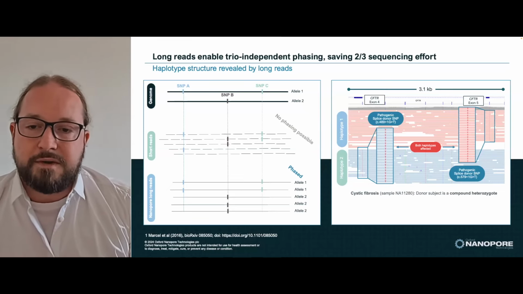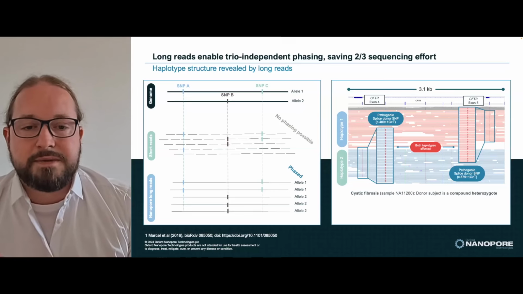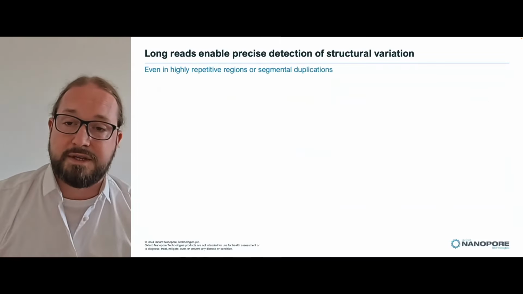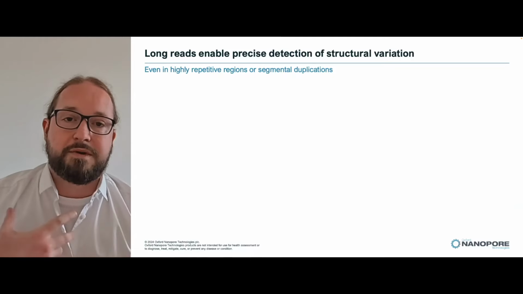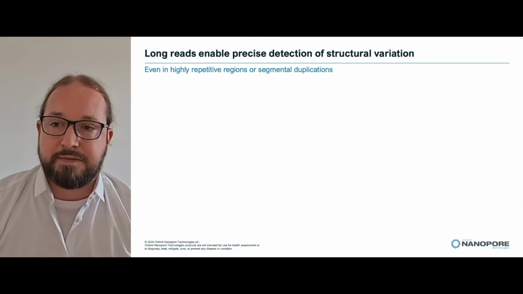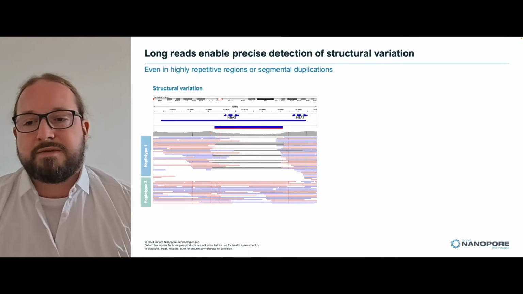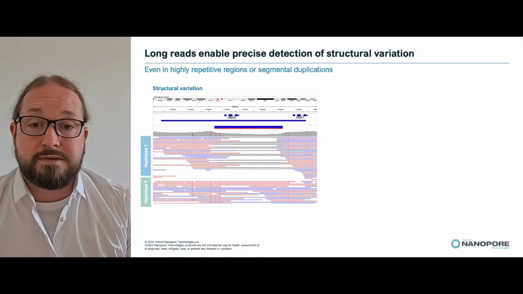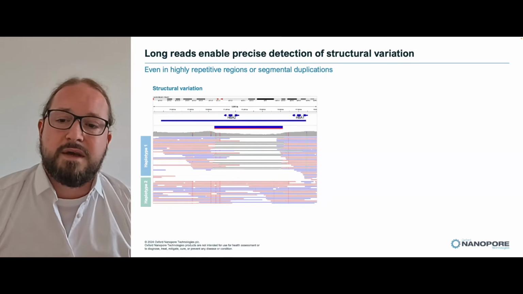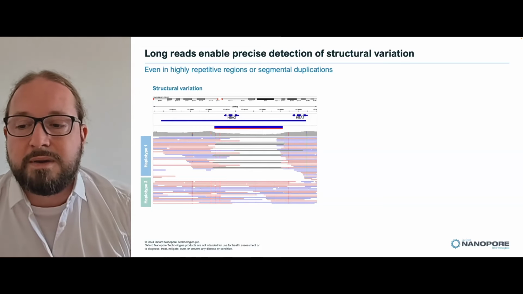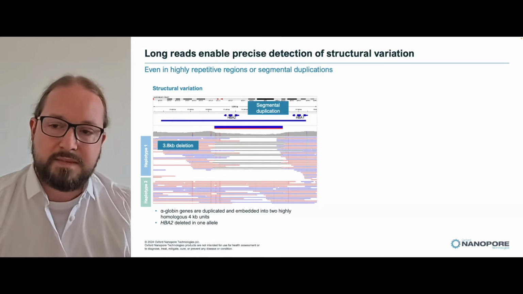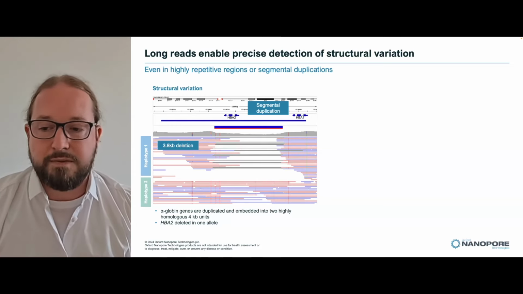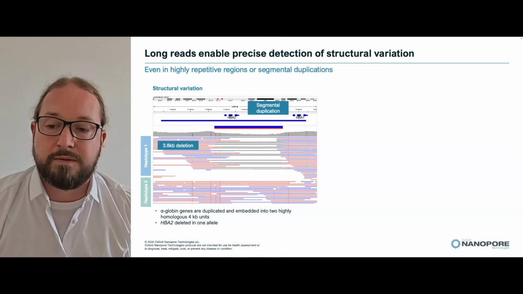So far we've been talking about small variants, right, SNPs and indels. But as I said, a huge part of genetic variation in humans is part of larger structural rearrangements. And one thing about these structural rearrangements is that they often hide, so to say, in repetitive regions or in segmental duplications. There's one example here where there is a 4 kb segmental duplication around the HBA1 and HBA2 genes, so the alpha globin genes.